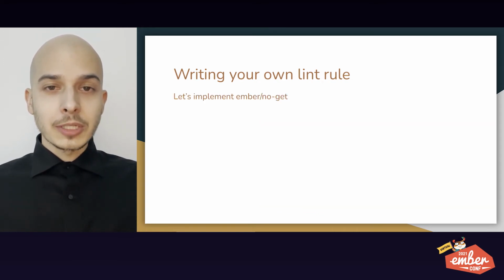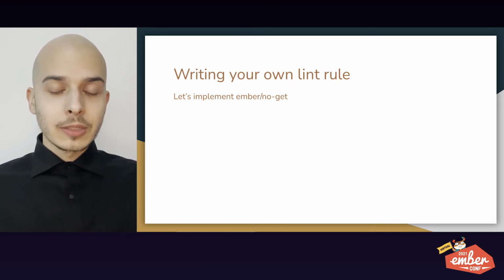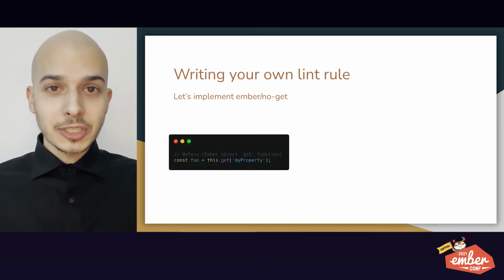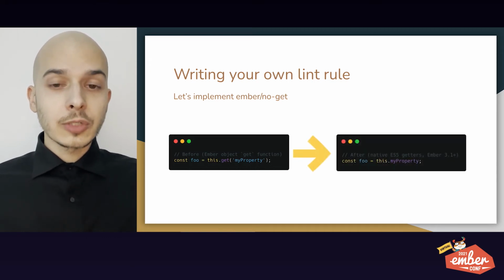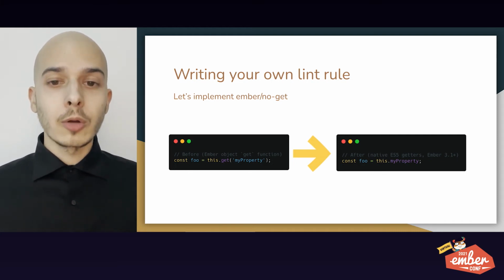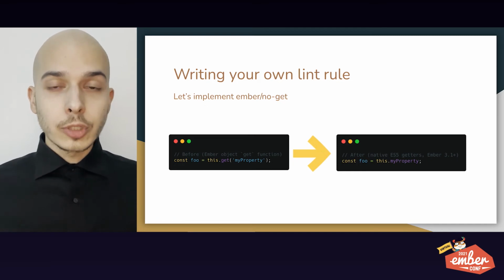Let's implement a simplified version of the Ember no-get lint rule. This is a rule that Ember uses to encourage developers to migrate from the older Ember object get function to the new JavaScript ES5 getters, which are a cleaner, more standardized way for accessing properties. This is going along with how Ember wants to reduce its weirdware and also reduce its learning curve.